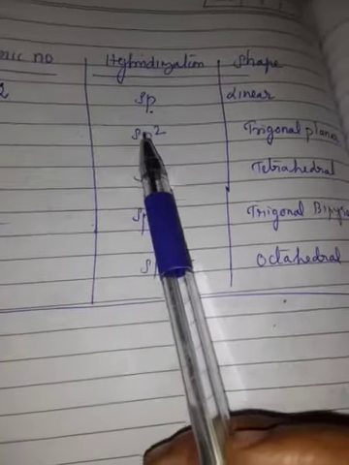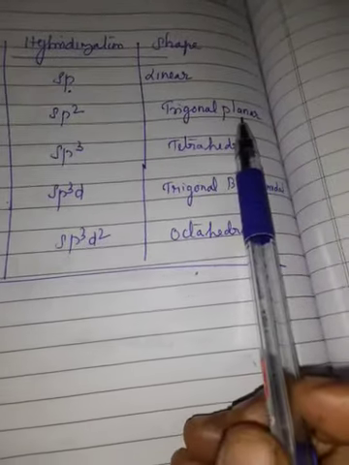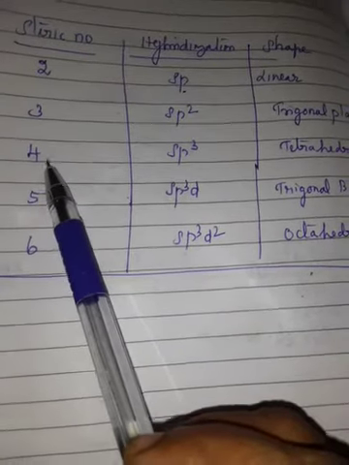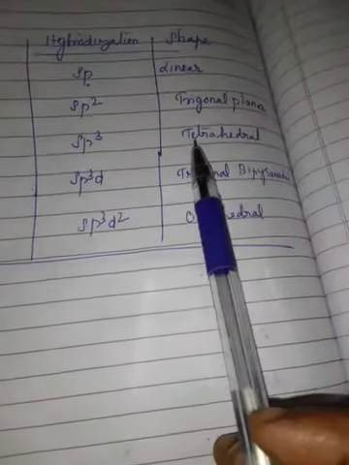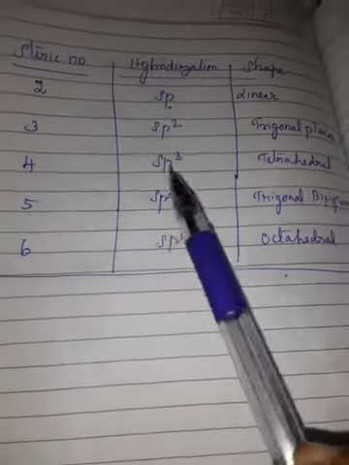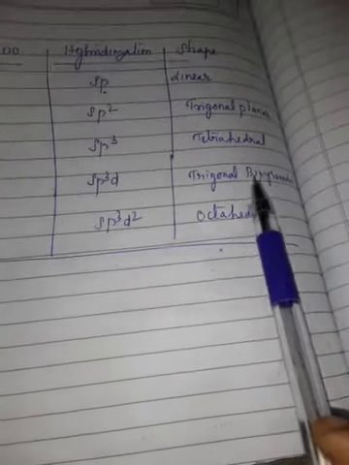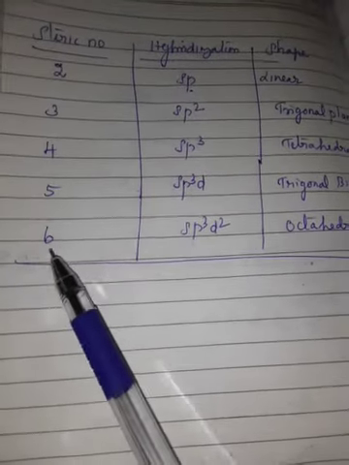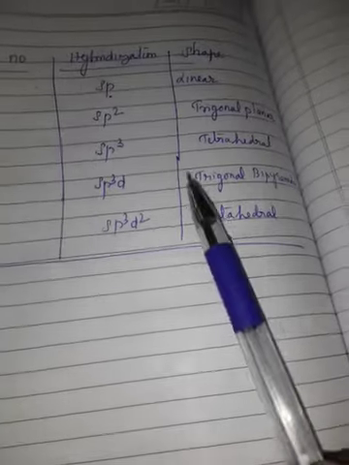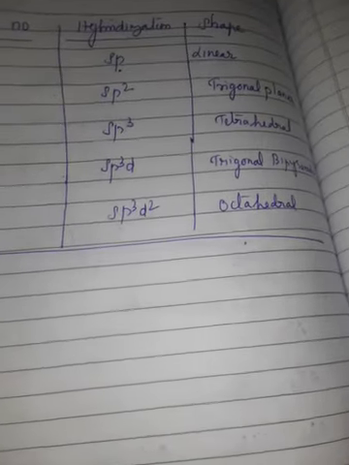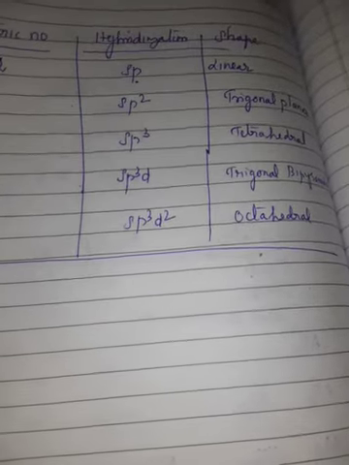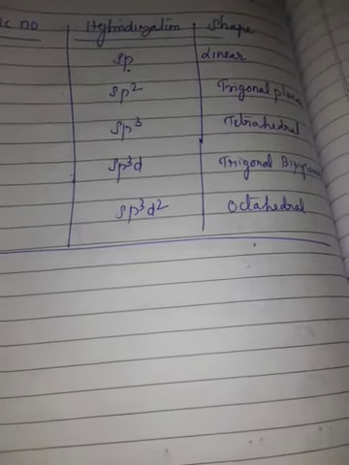Based upon this, if the steric number is 2, hybridization is sp, shape linear. If it is 3, the hybridization is sp2, the shape is trigonal planar. If the steric number is 4, hybridization is sp3, shape is tetrahedral. If it is 5, hybridization is sp3d, trigonal bipyramidal. If the steric number is 6, hybridization is sp3d2, the shape is octahedral. In the next video, we are going to learn the shapes of molecules predicted by VSEPR theory based upon the steric number formula, and we are going to draw the structures.